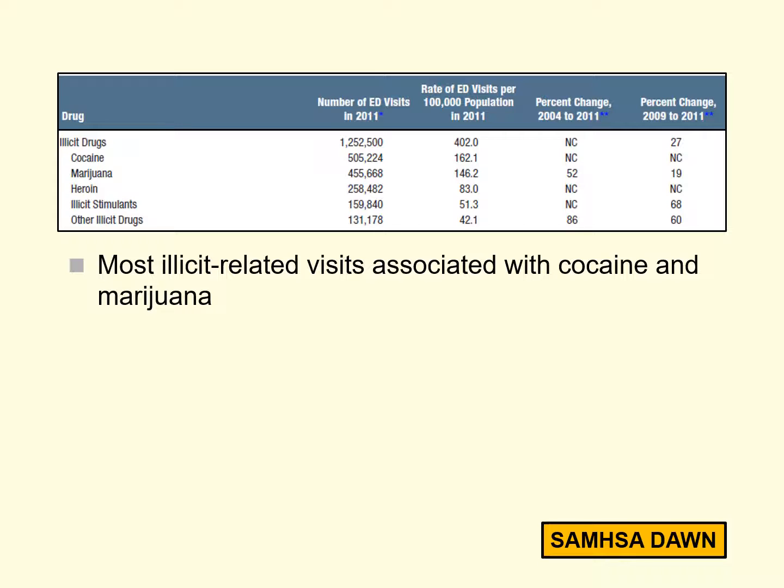Not all of these, I should say, are lethal visits. These are not all people who died. These are just merely people who went to the emergency room for any sort of reason, because they were using drugs. Which are the drugs which get people into the hospital the most?